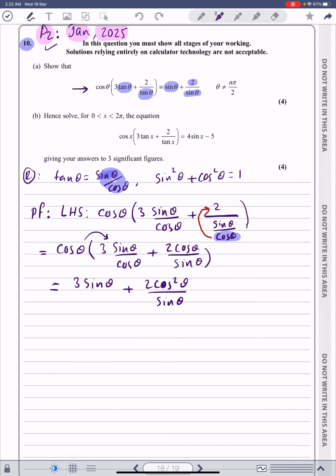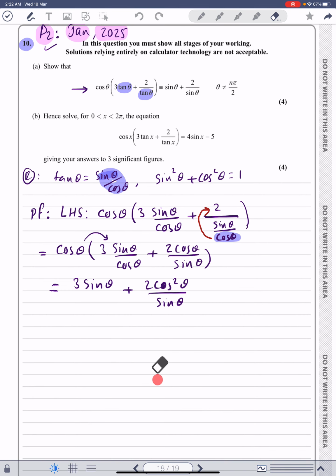After this, you look at the right hand side. Don't proceed proving without considering the right hand side. No cosine here, so directly I come to this one. I'll change the color just to help you. You write the cosine squared in terms of sine using this identity. How is this? 3 sine theta, leave it as it is, plus 2 times (1 minus sine squared theta) over sine theta.